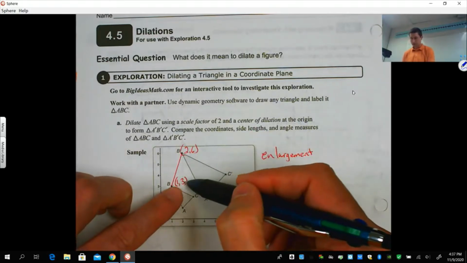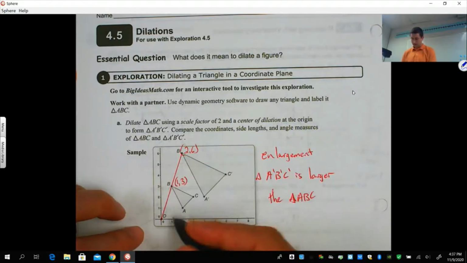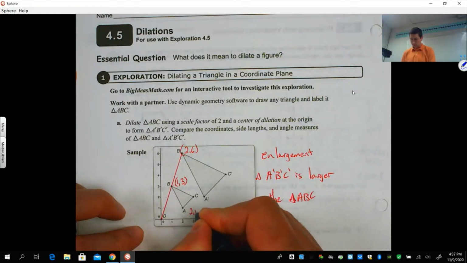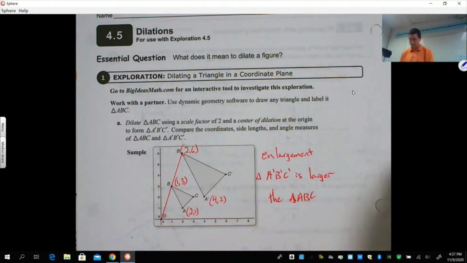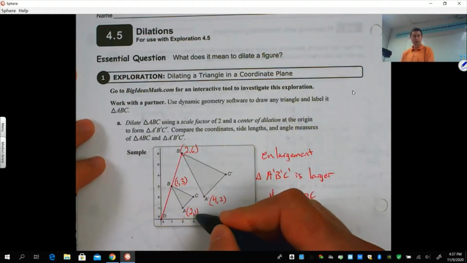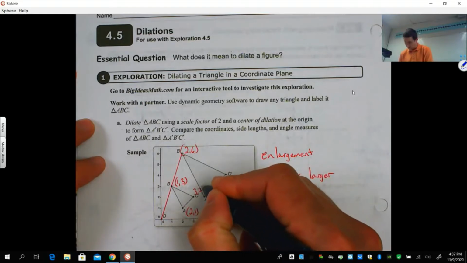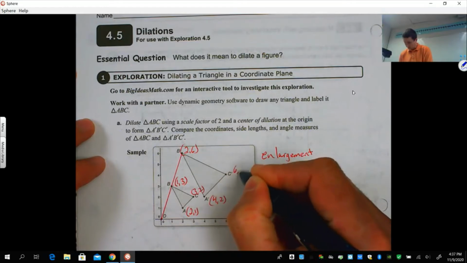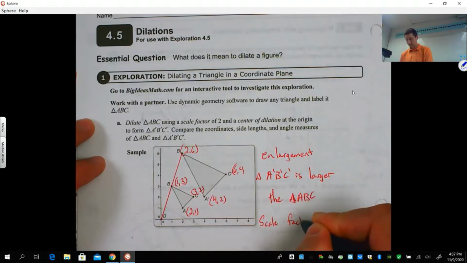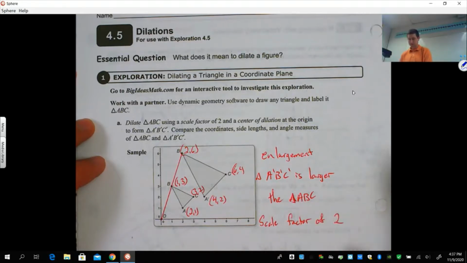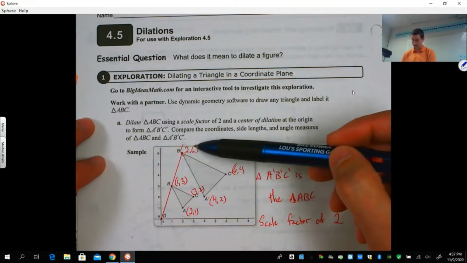So if I go from 1, 3 to 2, 6, if I take both of these times 2, I get this point. If I look at the point A is at 2, 1. A prime is at 4, 2. Okay? So 2, 1, if I take both of those times 2, I get 4, 2. Same with C. This is at 3, 2. This one is at 6, 4. So we say this has a scale factor of 2. Scale factor of 2. And you can tell that from your points.